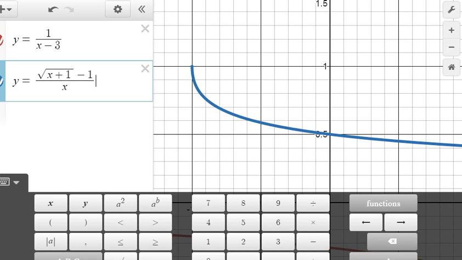So it's going to look like this. X plus 1 times 3. Sorry, my bad. So that's going to multiply both the numerator and the denominator of my fraction.